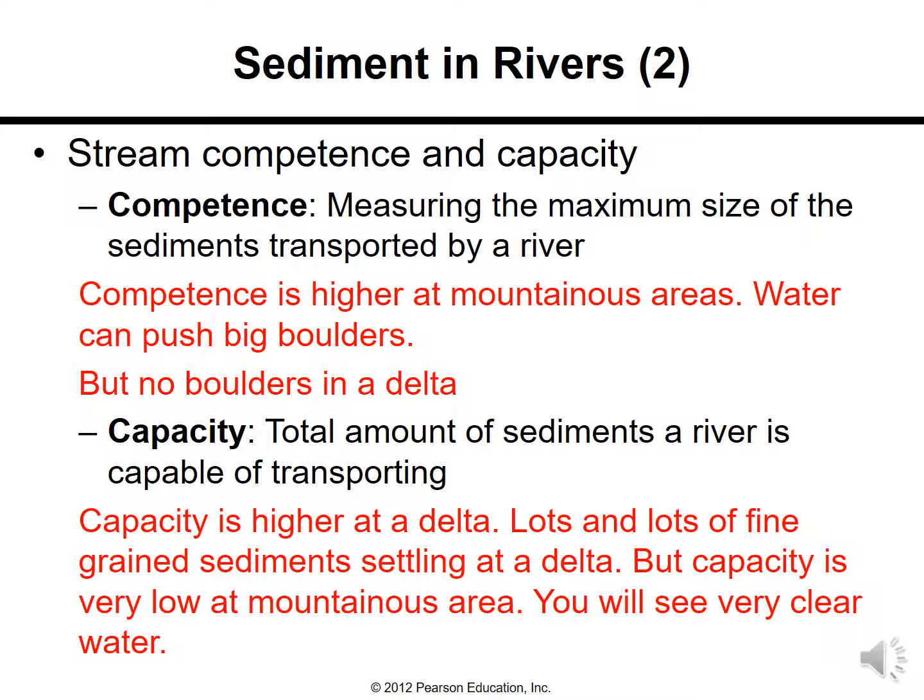When it comes to capacity, that is the total amount of sediments a river is capable of transporting. So capacity is higher at a delta. That means you can see lots of material, like fine-grained material, dissolved within that water. This is why you don't even see the movement of water. It's very muddy, and you don't see boulders here. The capacity is very high in a deltaic region, but capacity is very low at a mountainous area. You will see very clear water at a mountainous area.